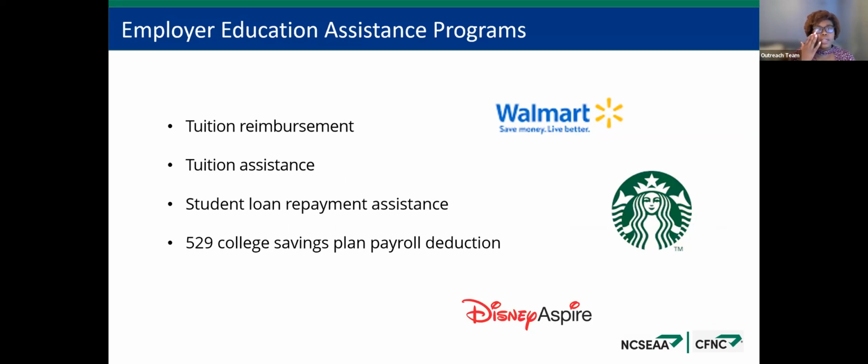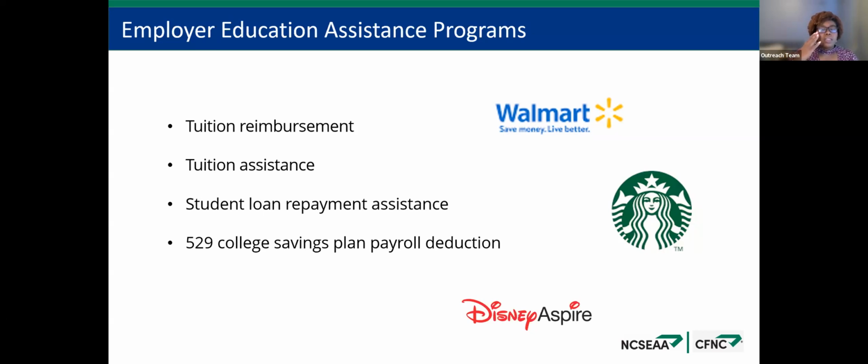Other gap funding can include employer education assistance programs. So employer education assistance has become one of the top benefits that employees look for when considering a job change. Many employers offer education assistance programs as a way to attract and retain employees. In fact, 56% of employers offer some type of education assistance benefit.